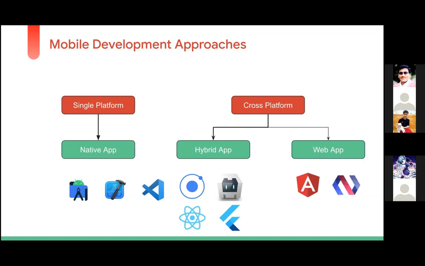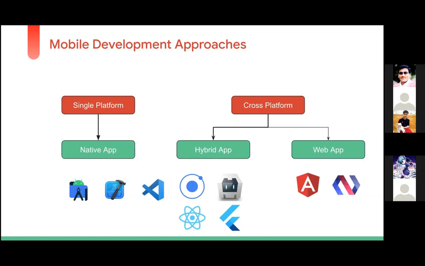So cross-platform means there are two types: where you build a hybrid app, and where you build a web app. A hybrid app acts like a native application, but it supports both Android and iOS. That is the advantage. With a native app, you have to build separate apps for each platform, like Android and iOS. But with a hybrid app, you can have a single code base.